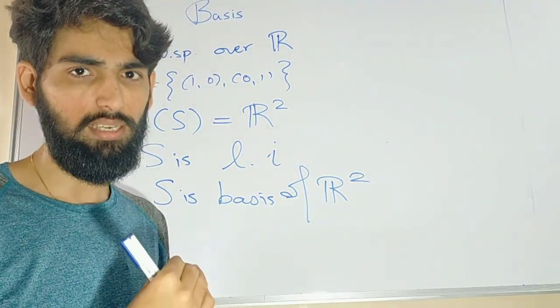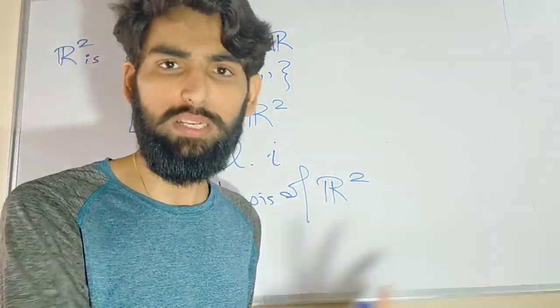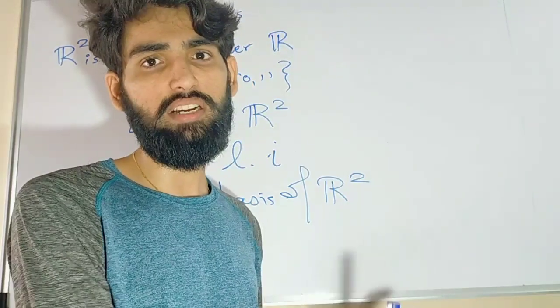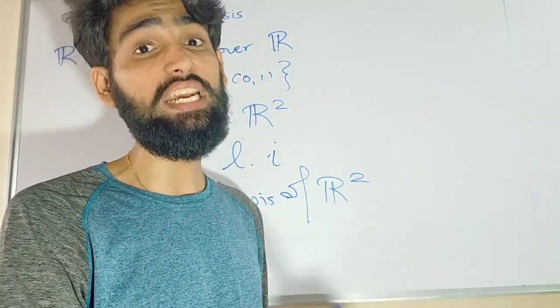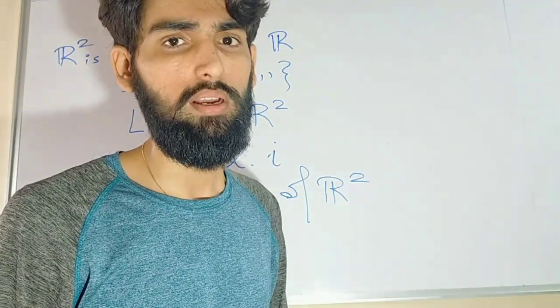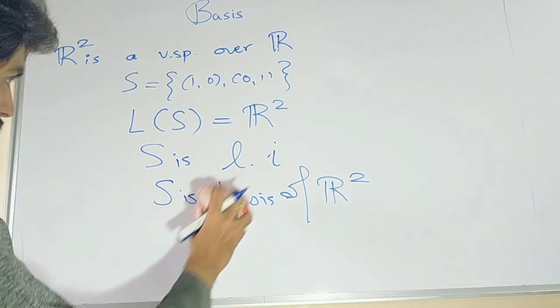Now we will see the importance of these two conditions. The first one is necessary, because if it is generating, then only we are interested in it. But the second one, the idea of linearly independent, is really important. Is it okay if we avoid that idea? Let's see why we can't.